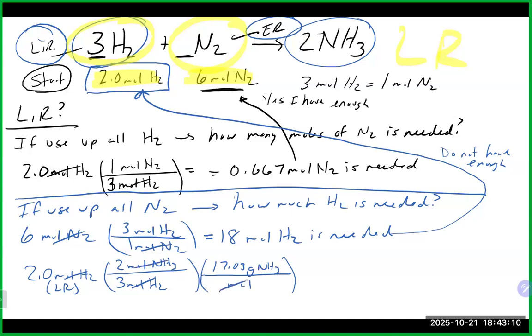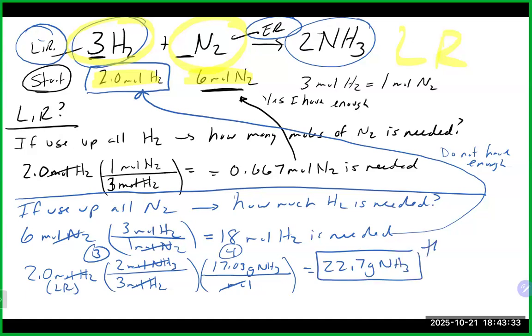The moles will cancel. This is basically step number 3 and step number 4 there. And that would tell me that in this particular made-up example here, 2 times 2 times 17.03 divided by 3, I would produce about 22.7 grams of NH3 in this case. That would be my theoretical yield. Any questions on that there?